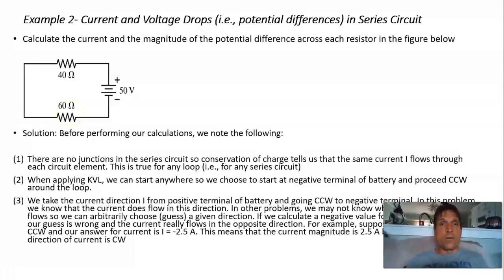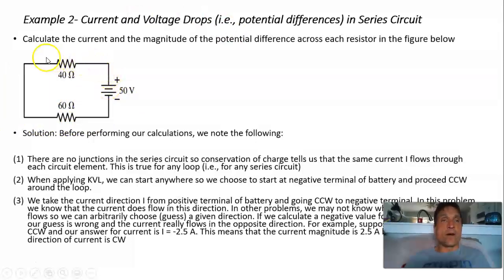Okay. So before we start crunching here, we're going to notice a couple things. Since there's only a single loop, there's only a single path for the current to flow, that means the current must be the same everywhere in the circuit. So in other words, the current through the 40-ohm resistor must be the same as the current through the 60-ohm. So in series circuits or through any single loop, the current has to be the same everywhere. The charge does not pile up anywhere. Okay, so that's the first thing.